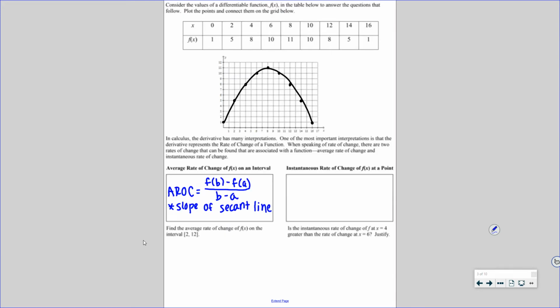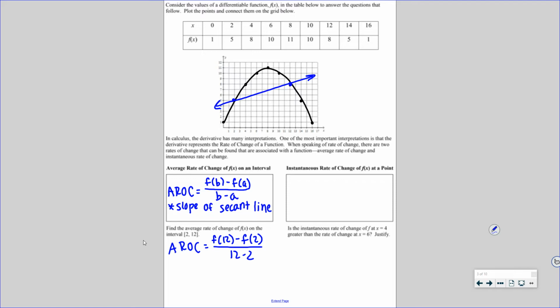It says find the average rate of change on the interval from 2 to 12. So from 2 to 12, if I wanted to find the average rate of change, that'd be the slope between those 2 points. So f of 12 minus f of 2 all over 12 minus 2. Okay, if you want to draw the line, you can, but this would be a secant line because it passes through 2 points. I can do a good job here. Oh, that's pretty good.